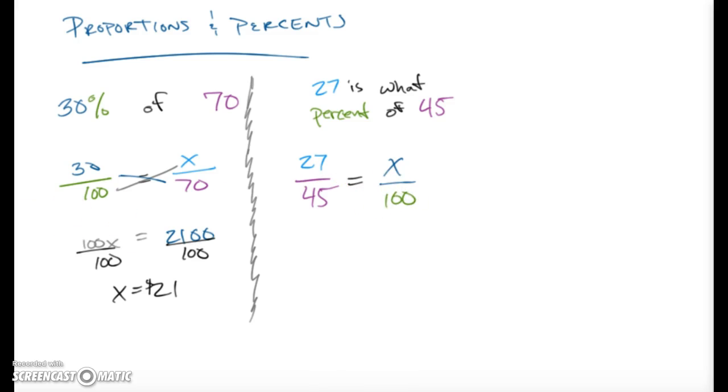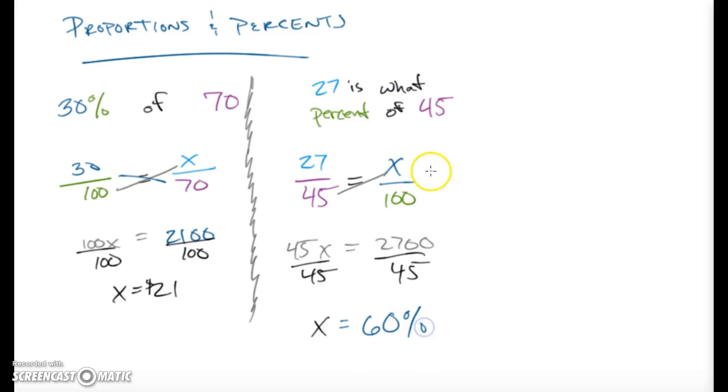Again, I'm going to cross multiply to figure out what my x would be. I'm going to say 45x is equal to 27 times 100, which is going to be 2700. Then I'm going to divide both sides by 45, and then if I do the calculations, x is equal to 60%. That means 27 is 60% of 45.